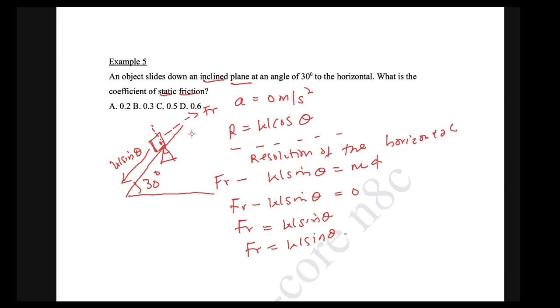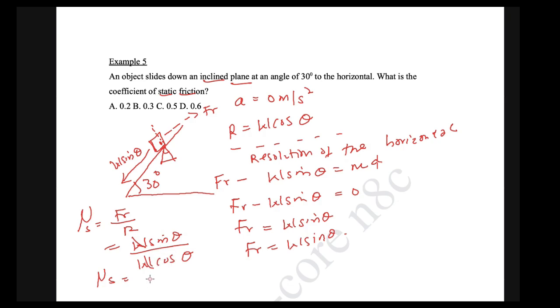We are looking for static friction. Understand that the formula for static friction, mu s, is frictional force over normal reaction. Now, what is frictional force? We got it to be W sin theta. The normal reaction, we said, is equal to W cos theta. So W is going to cancel W. Coefficient of static friction then is sin theta over cos theta.